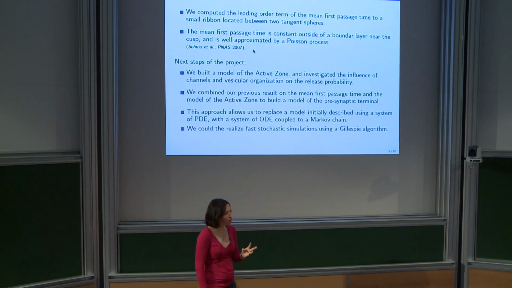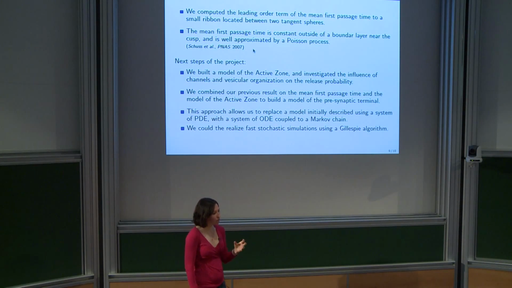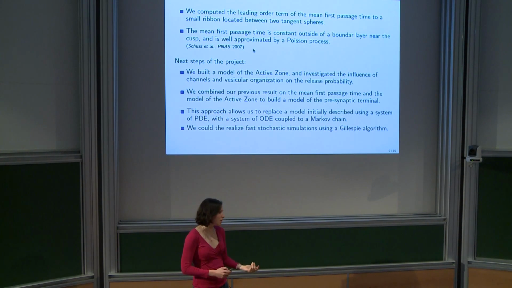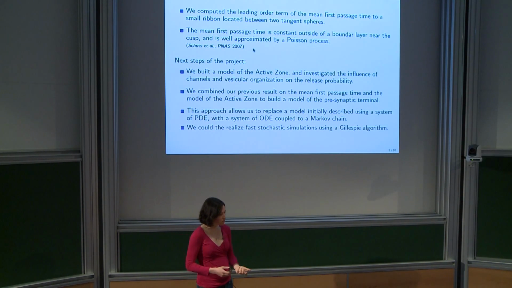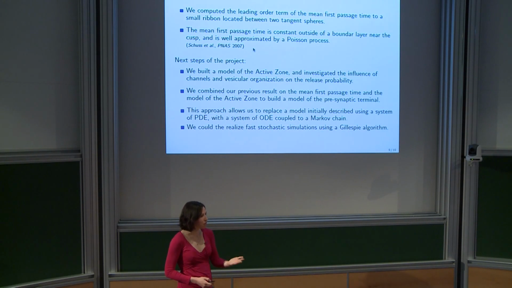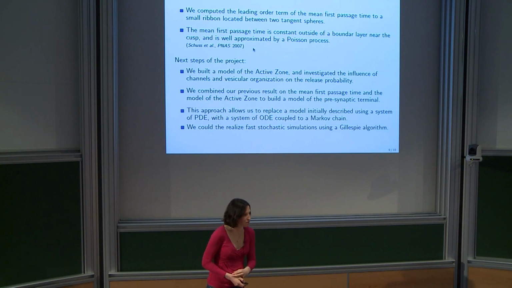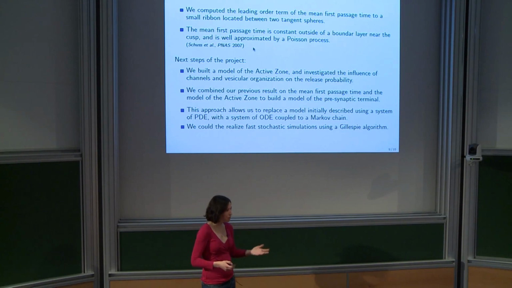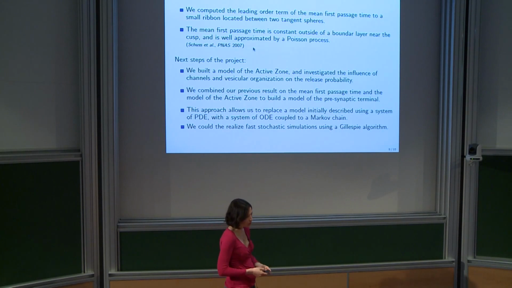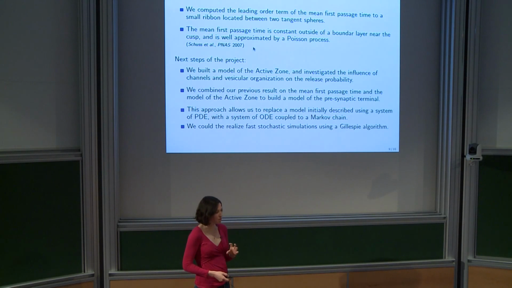And using this, we could build a model of the active zone, which is the place where vesicles are located and the calcium channels are located as well, to investigate the influence of the position of the channels on the crowding of vesicles or not crowding of vesicles, etc., on the release probability, which is the probability to have the fusion. So the probability to have 4 ions that are coming to this vesicle or not. And using this, we could build a model of the presynaptic terminal, much bigger, with the whole stuff we have over there.